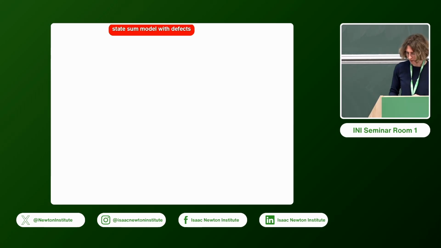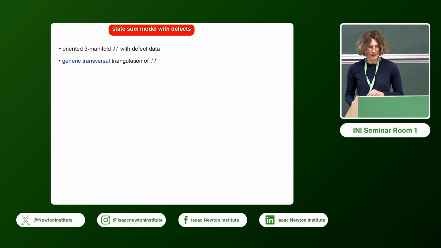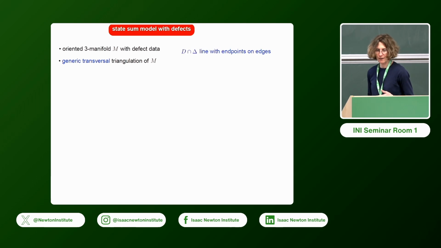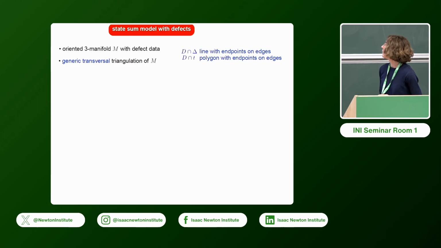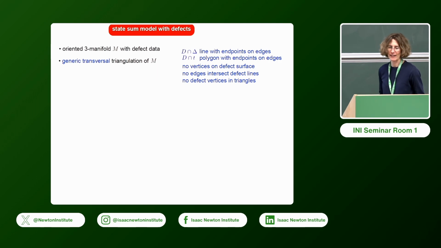Okay, I can use this now to define the state sum model with defects. So I take some oriented 3-manifold with defect data and I take a generic and transversal triangulation. What this means is that the triangles in the triangulation should intersect the defect surface in lines with endpoints on the edges. The defect surface should intersect each tetrahedron in a polygon with endpoints on the edges. We don't want vertices of the triangulation on the defect surface. We don't want edges of the triangulation to intersect defect lines. And we don't want defect vertices inside the triangles.